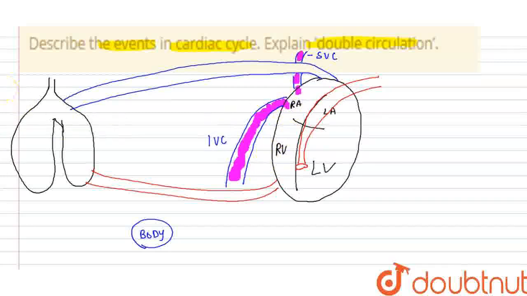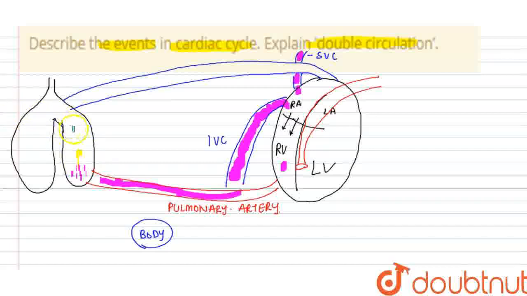All right, now from the right auricle it is pumped to the right ventricle. So the deoxygenated blood will come into the right ventricle. From the right ventricle, the pulmonary artery carries the deoxygenated blood to the lungs. So the lungs will receive the deoxygenated blood, and in the lungs oxygenation takes place. It means now our blood will get oxygenated.